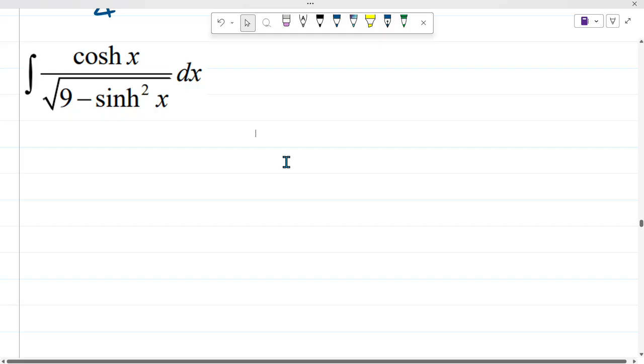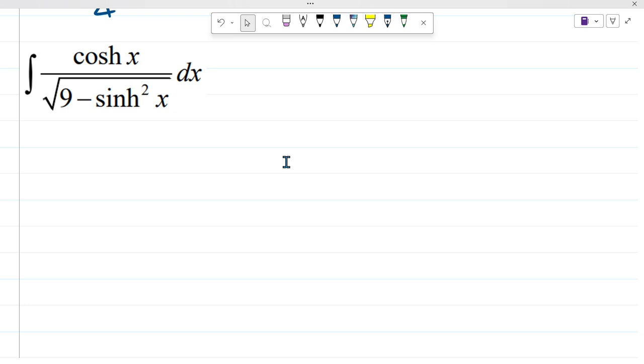Another question, which is the integral of hyperbolic cos of x divided by the square root of 9 minus hyperbolic sine squared of x dx. So how do we integrate this? We need to integrate.